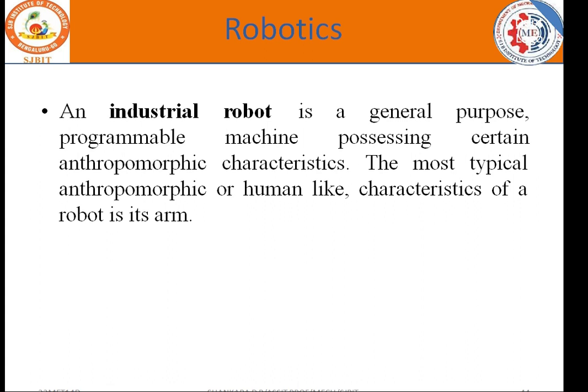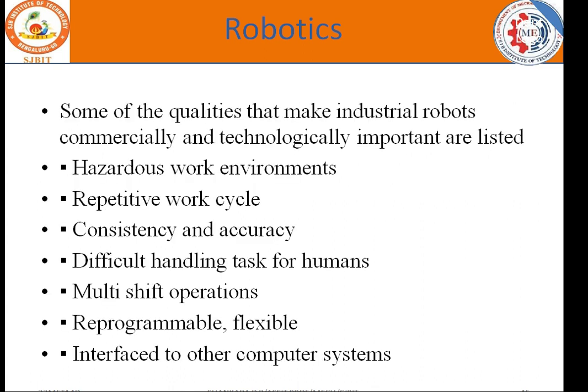An industrial robot is a general purpose programmable machine possessing certain anthropomorphic characteristics. The most typical anthropomorphic or human-like characteristic of a robot is its arm. Some of the qualities that make industrial robots commercially and technologically important are listed below: hazardous work environments, repetitive work cycle, consistency and accuracy, difficult handling tasks for humans, multi-shift operations, interface with other computer systems, and being reprogrammable. So these are some of the technological importance of robots.